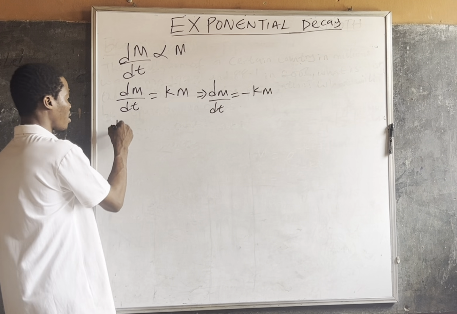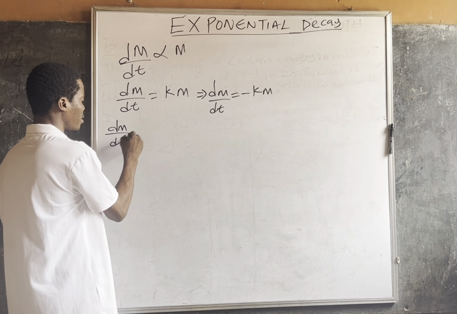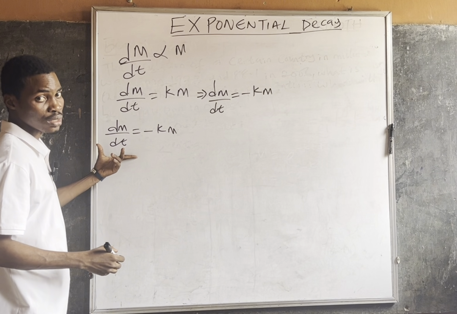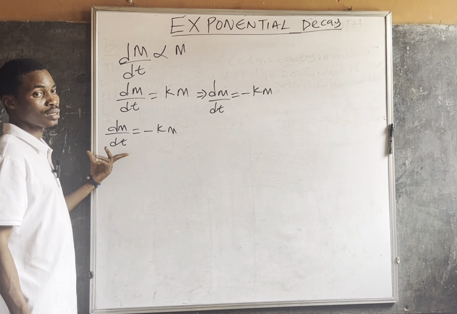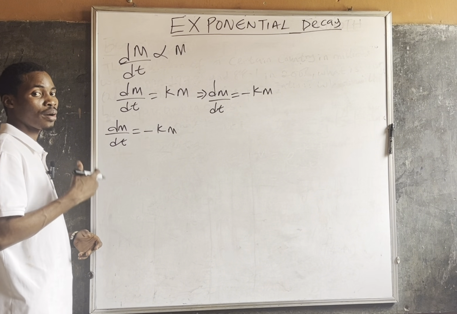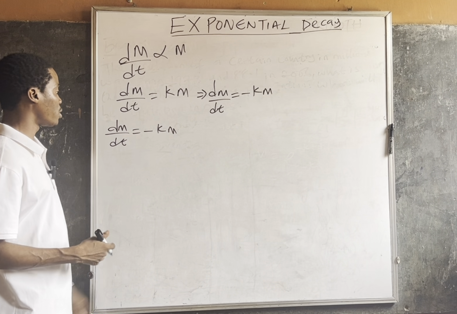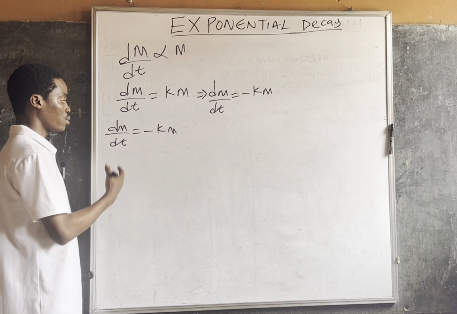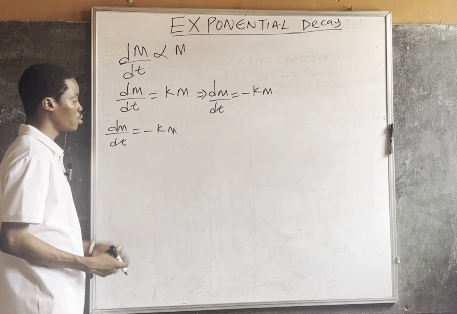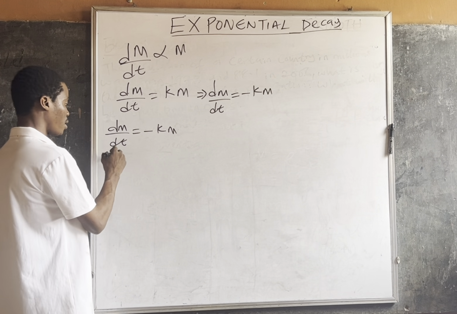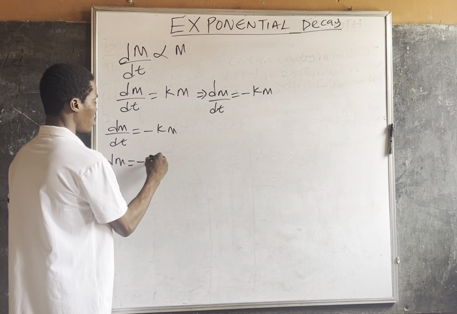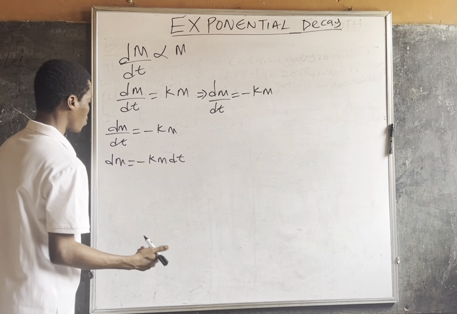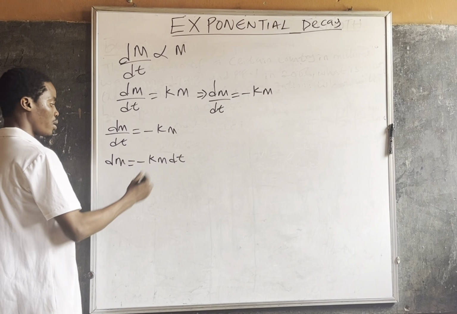So in this case, we now have dm over dt is equal to minus km. We have to solve this so that we can get mass as the subject. So how can we now solve this? We can use variable separable to solve this. So it will now have dm is equal to minus km dt. I multiply this by this, so I can now use variable separable.